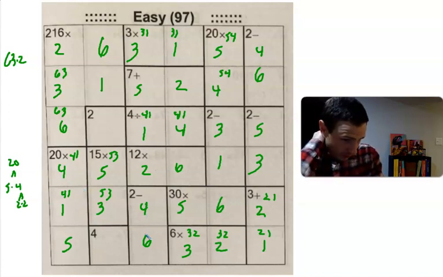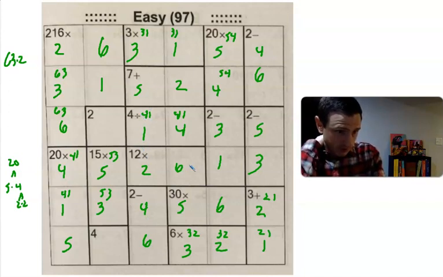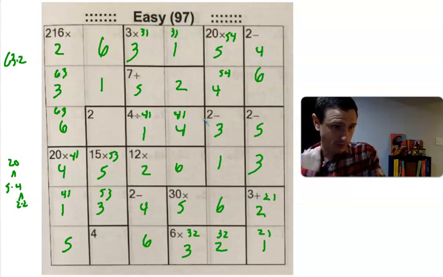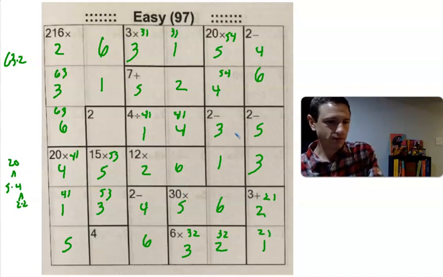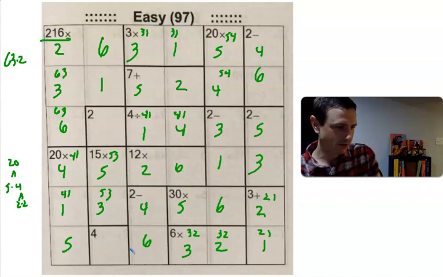Let me just double check a couple columns here. 6, 5, 4, 3, 2, 1. Yep. 6, 5, 4, 3, 2, 1. So, yeah, this is good. I was going through a little bit quick, trying to get out of time, but I'm going to give myself that one. See, I dealt with this one without even dealing with the 216. I did not touch that 216. I just figured it out outside of there.